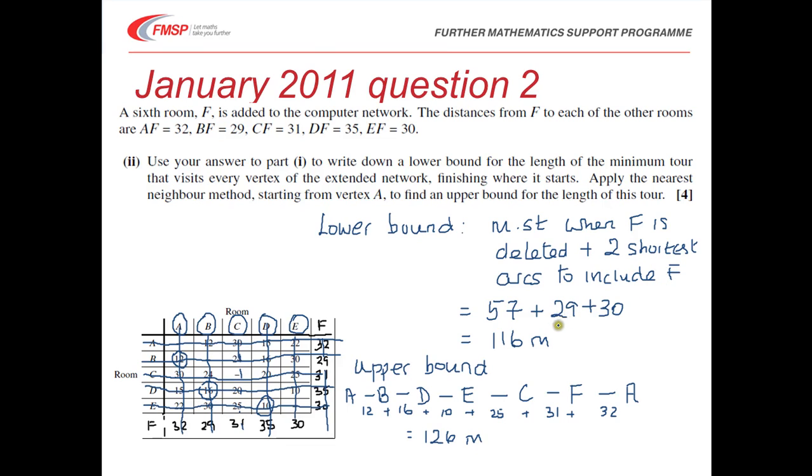There was 1 mark for seeing that you had to add the 2 shortest arcs to include F, which was the previously deleted vertex, so the 57, and then you had to add these 2, and 1 accuracy mark for getting 116. And then you got a mark for using the nearest neighbour correctly, and then an accuracy mark for getting 126.